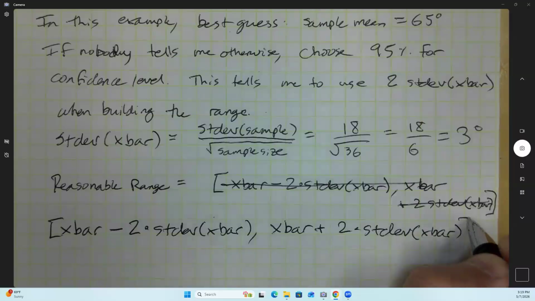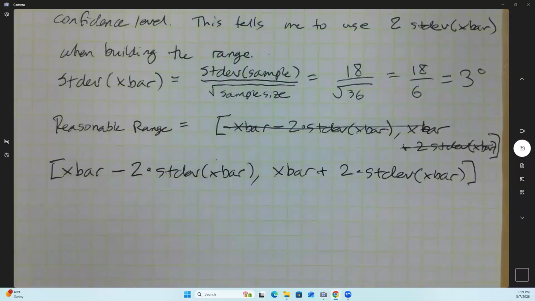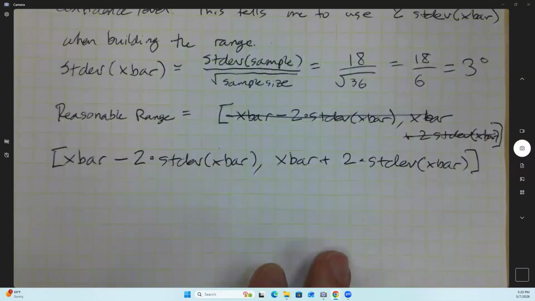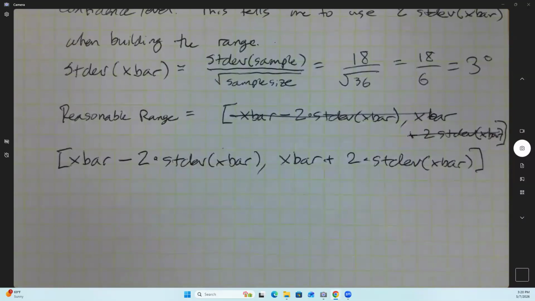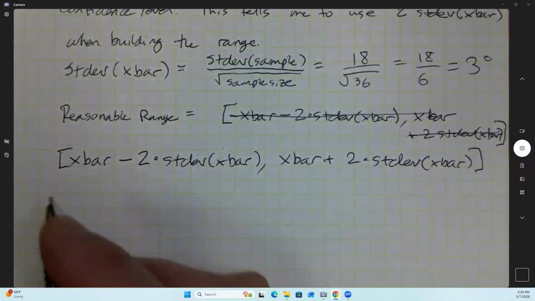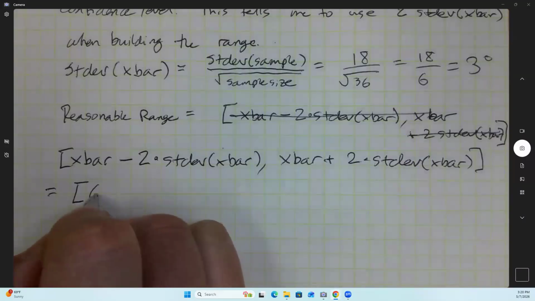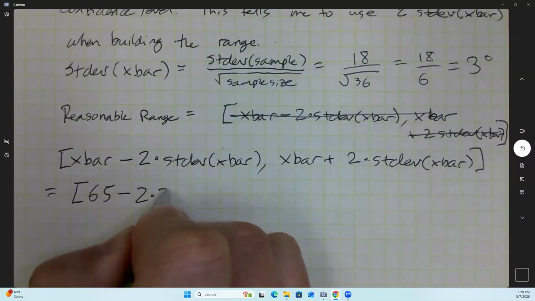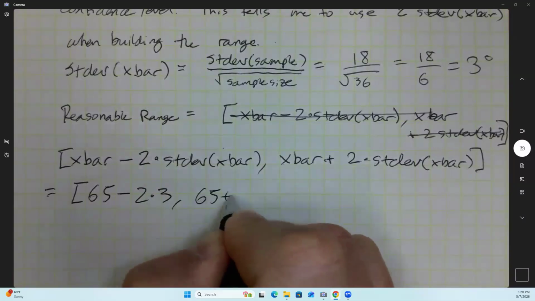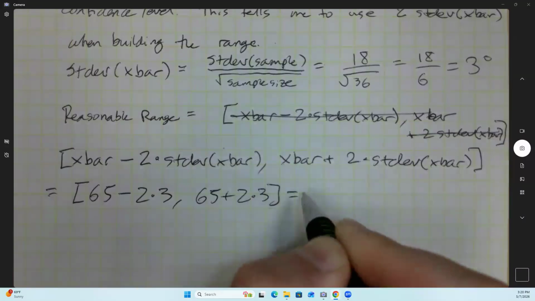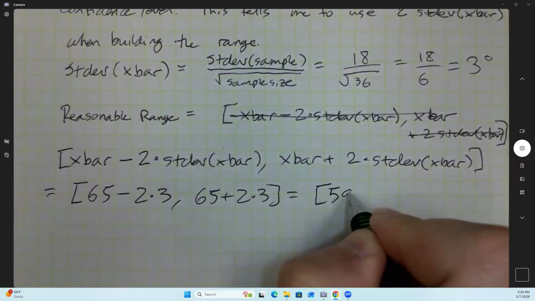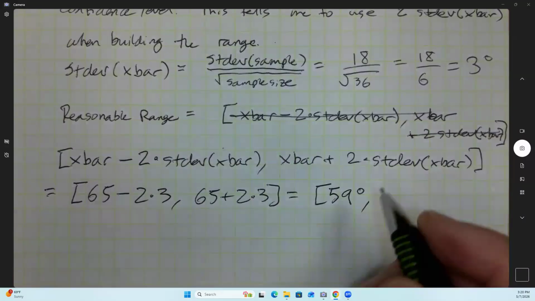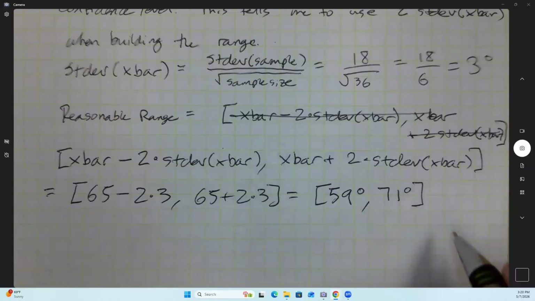Now maybe you see why statisticians started picking letters and X with a bar on top, right? It's a trade-off. It would be a lot more compact if I used notation. And in this case, that's going to be 65 minus 2 times 3 up to 65 plus 2 times 3, which is 59 degrees up to 71 degrees.